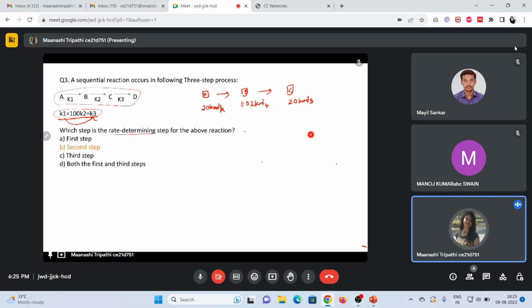So which one is the slowest? Which one is moving slow? B. So that is why from B to C, this reaction is the slowest. Now this is K3, this is K2, and this is K1. Let's say these K1, K2, K3 are talking about the speed of the cars. So that is why the second step is the slowest.